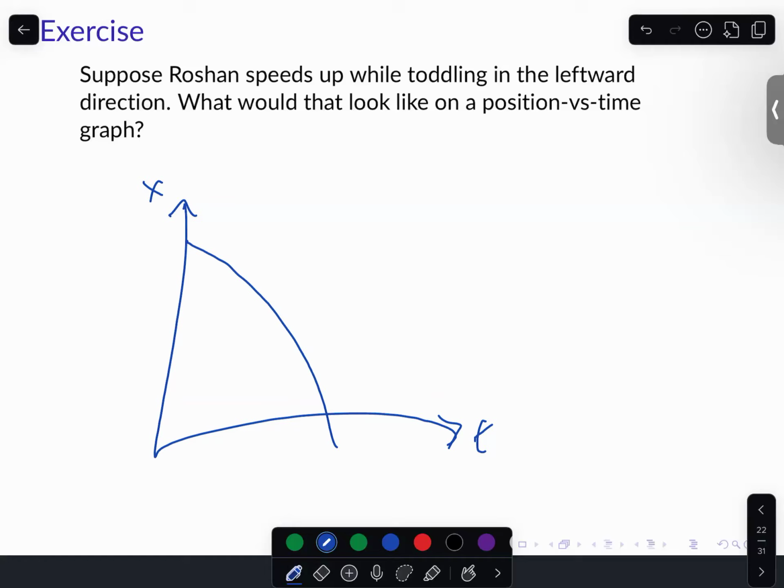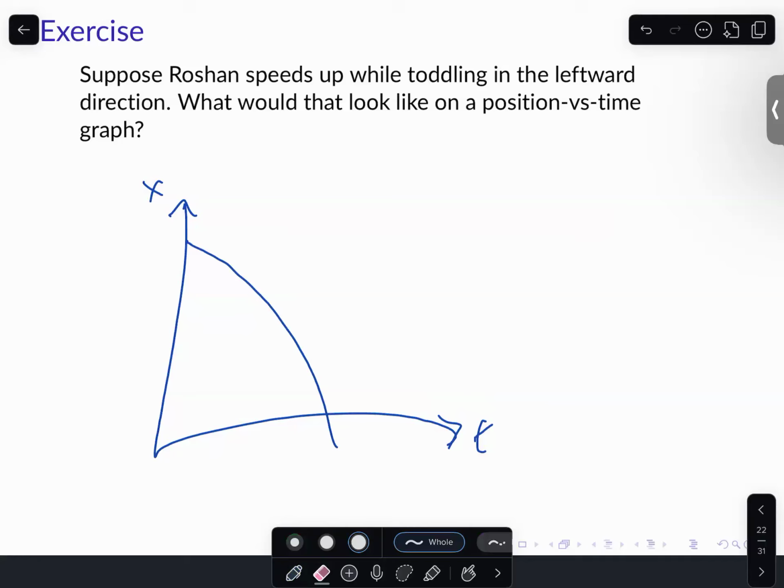So how do we see speeding up? We see speeding up if the line is steepening. The position versus time is steepening. Steepness indicates speed on a position graph. So getting steeper indicates speeding up. What would getting shallower indicate? Slowing down. What would staying the same slope indicate? Moving with a constant speed. I would call that uniform, steady motion, unaccelerated motion.